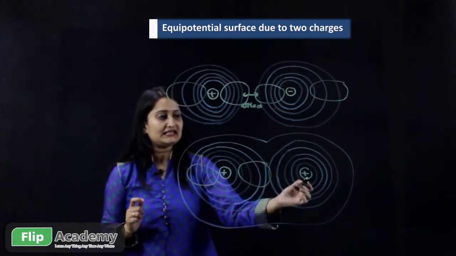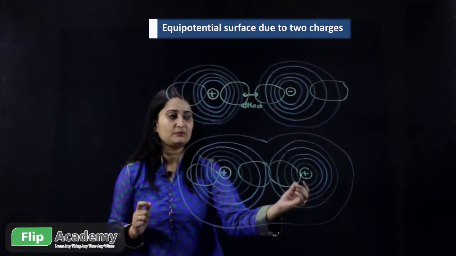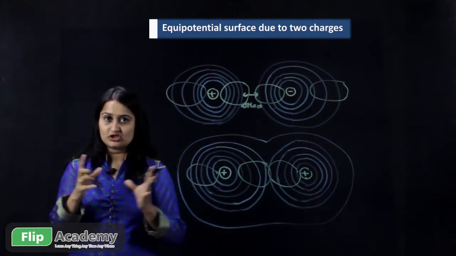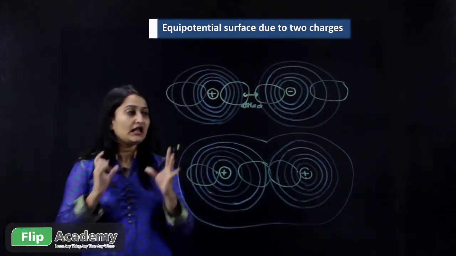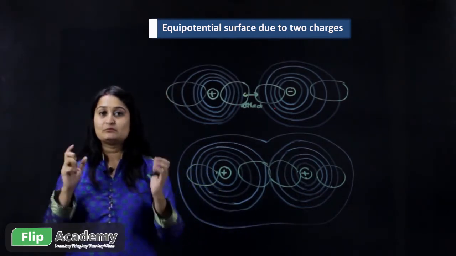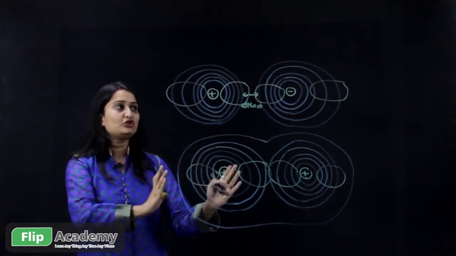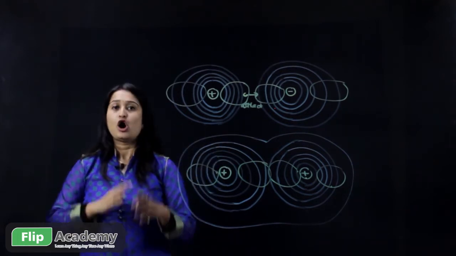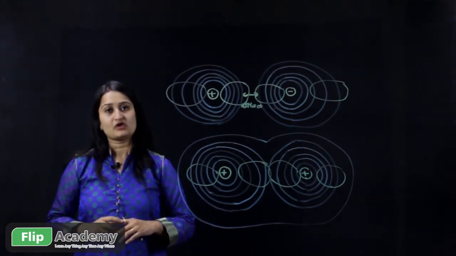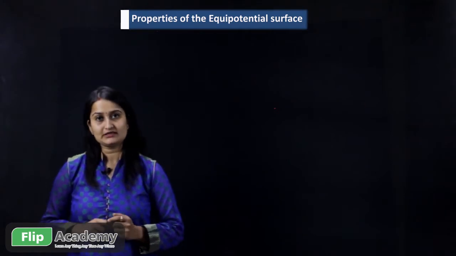Similarly, in this condition also, the equipotential surface in this particular portion is rare, less dense. That's why the equipotential surfaces are apart from each other. Similarly, at this point, you will find that the equipotential surface is more dense. So the equipotential surface gives you the visual representation of the attraction and the repulsion between the two point charges. Now let's come to the properties of the equipotential surfaces.